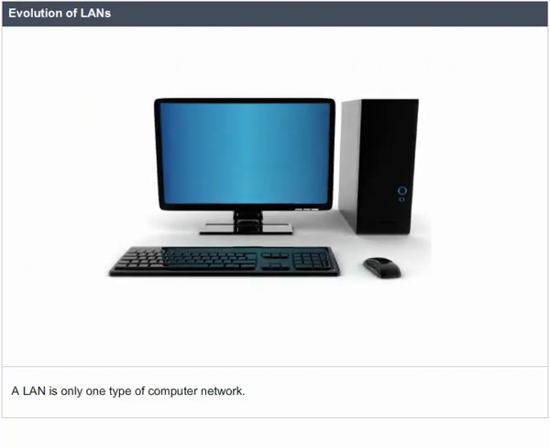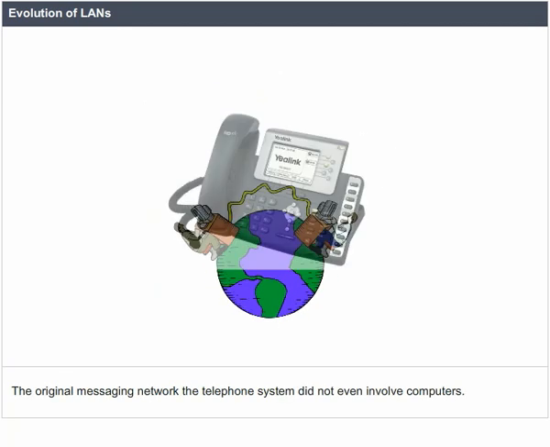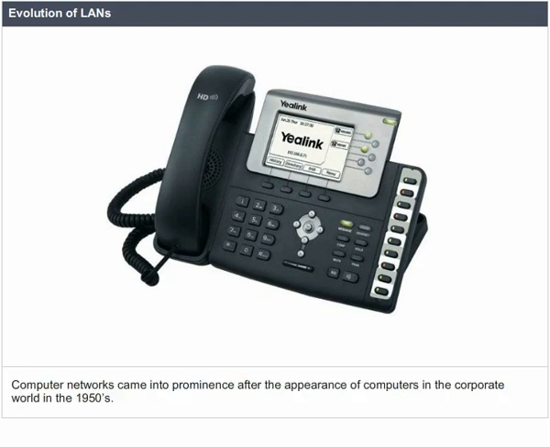Evolution of LAN. A LAN is only one type of computer network. Before LAN came into being, there were other types of networks. The original messaging network, the telephone system, did not even involve computers. Computer networks came into prominence after the appearance of computers in the corporate world in the 1950s.